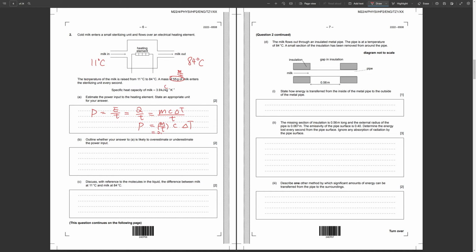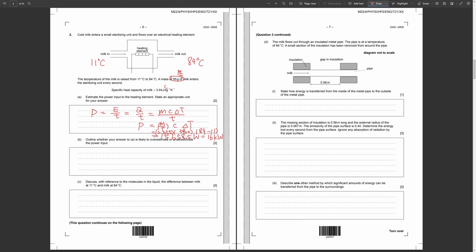Then we can put 0.055 kg per second for m over t. c is 3,900. And the change in temperature is 84 minus 11. Put these into your calculator and you will get 15658.5 watts. As the numbers we have used above are too significant, we will round it to 16 kilowatts.